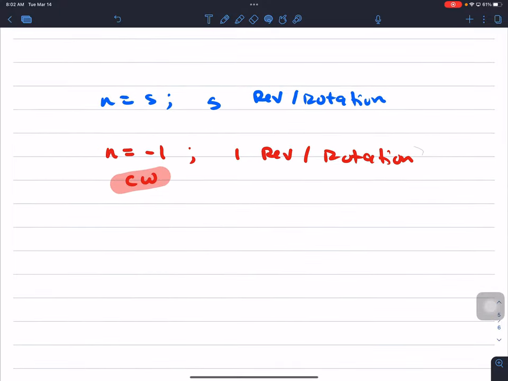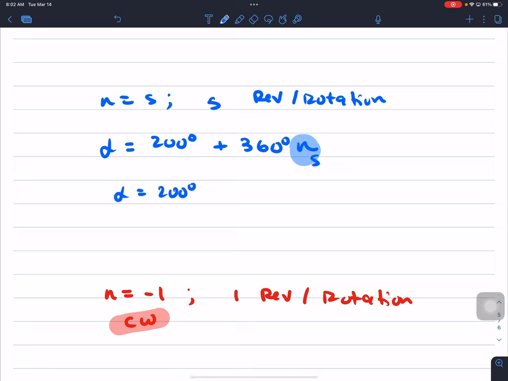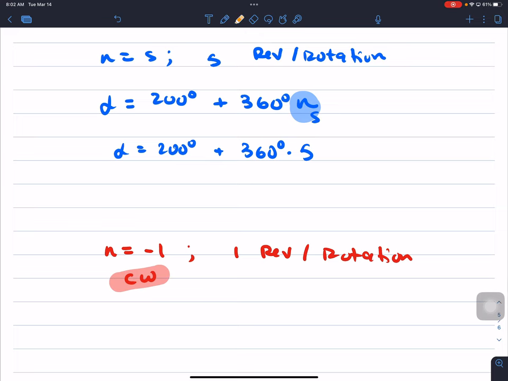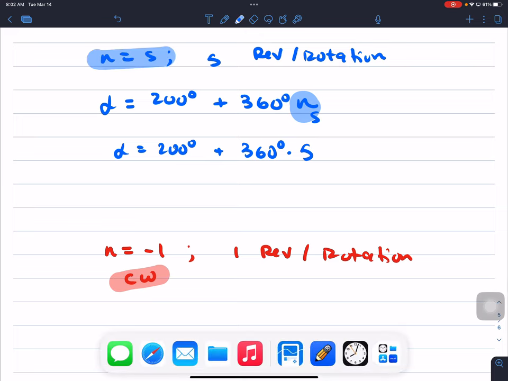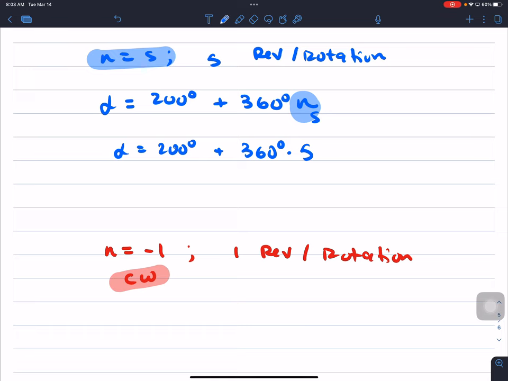Now, when n is 5, what do you think we do here? You replace n here with 5. So this becomes 200 degrees plus 360 degrees times 5. Okay? So now again, you have 5 revolutions. And I'm going to get out that calculator. 200 plus 360 times 5. What does that equal? Do you guys know? 200 plus 360 times 5, what does that equal? 2,000. So you guys could use your calculator to do that. That's fine. 2,000 degrees.